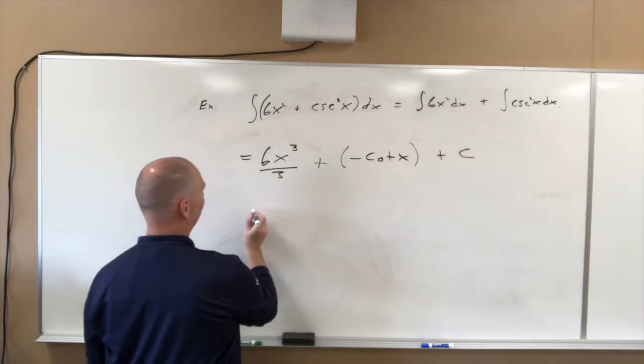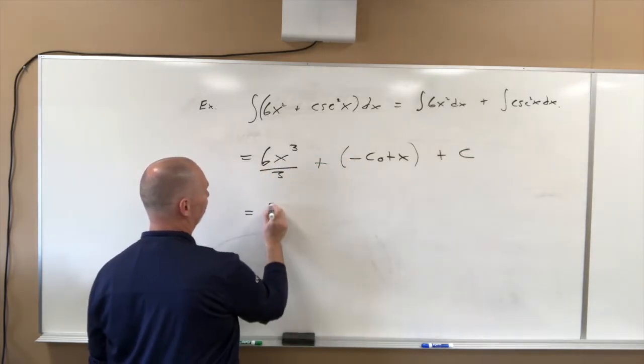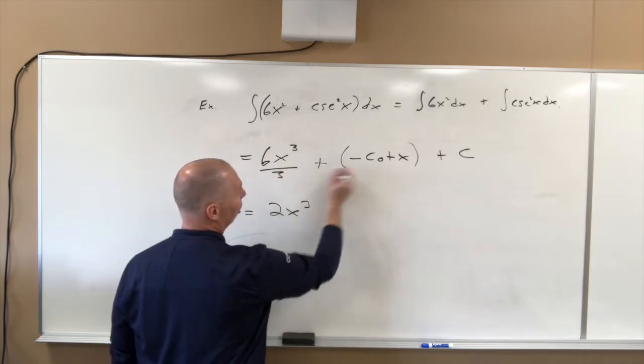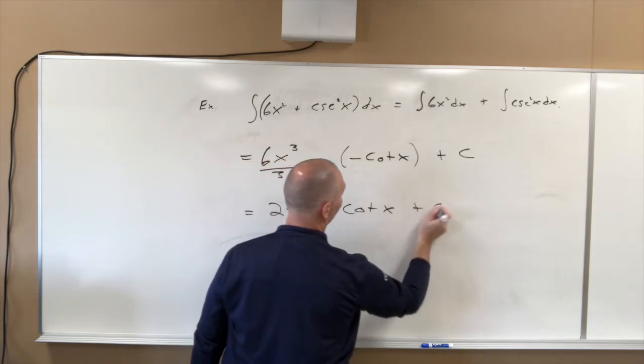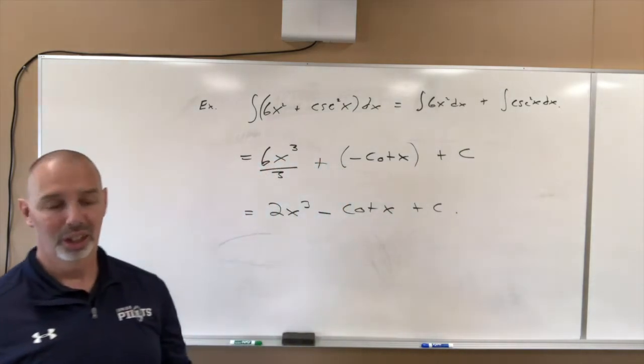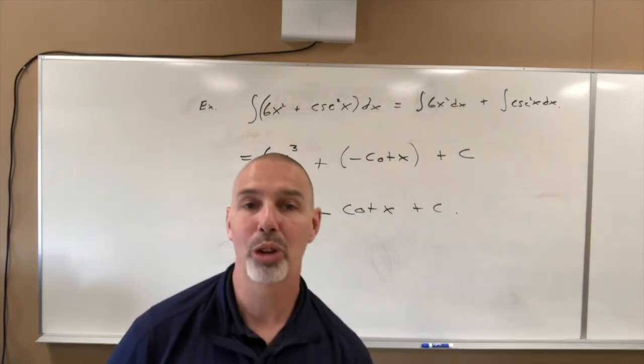And just to make it look nicer, we're going to simplify this. So 6 over 3 is 2x cubed. Adding a negative just becomes subtracting. And there we have it. All right, so nice and easy. Don't forget your formula sheet.